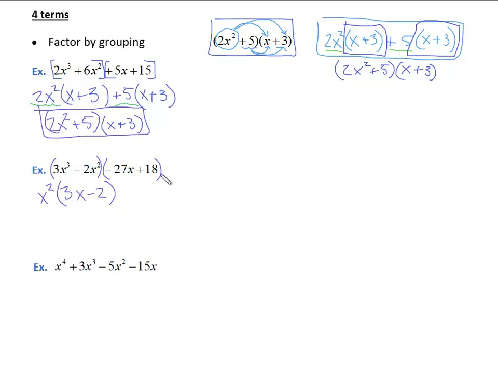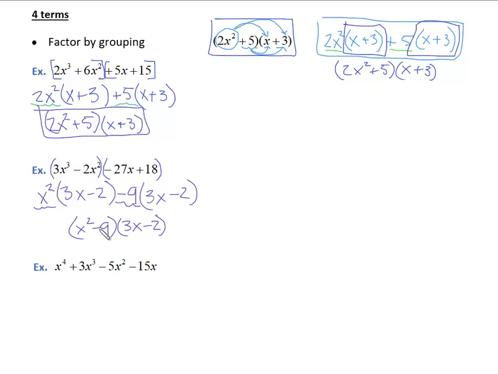And it looks like 9 is the largest number that goes into both. So we're going to factor out a negative 9. That way I get a positive 3x. Negative 27x divided by negative 9 is positive 3x. And 18 divided by negative 9 is negative 2. And success, we got the insides of our parentheses to match. So 3x minus 2 is one of my factors, and the other factor is what's on the outside here. It's the x squared minus 9.